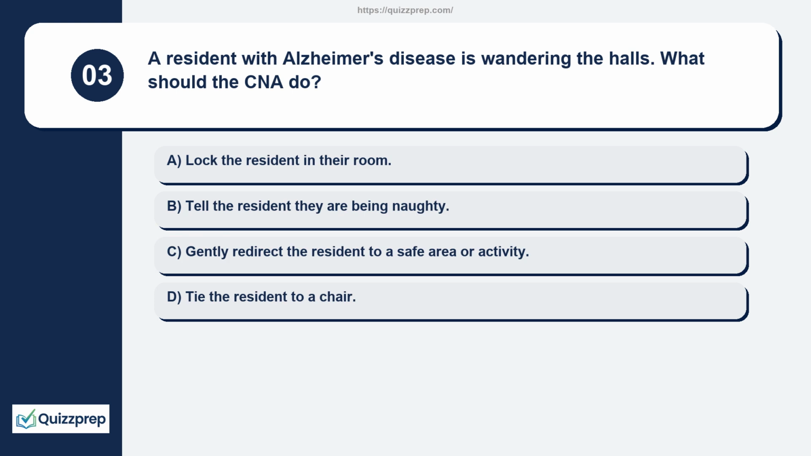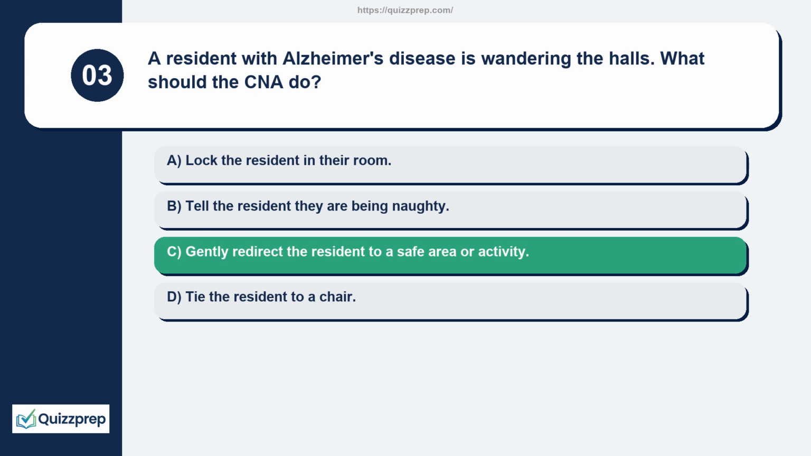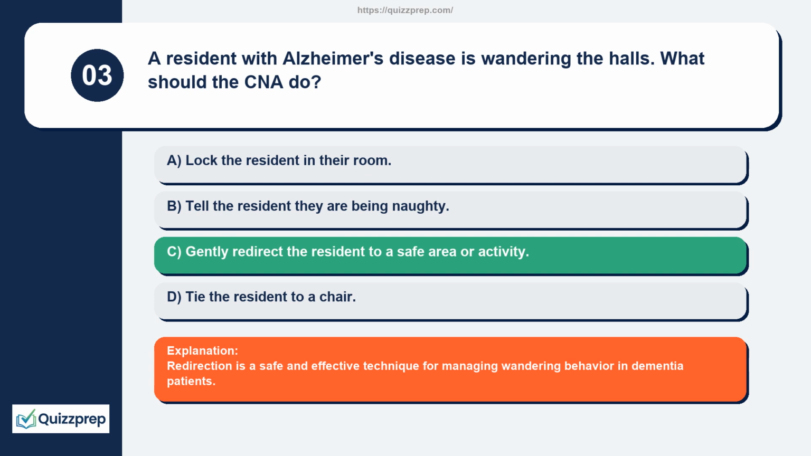Question 3. A resident with Alzheimer's disease is wandering the halls. What should the CNA do? Lock the resident in their room. Tell the resident they are being naughty. Gently redirect the resident to a safe area or activity. Tie the resident to a chair. Redirection is a safe and effective technique for managing wandering behavior in dementia patients.